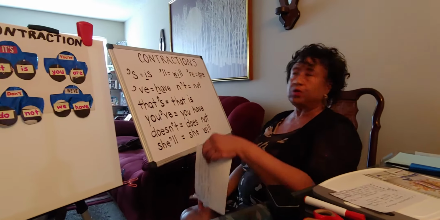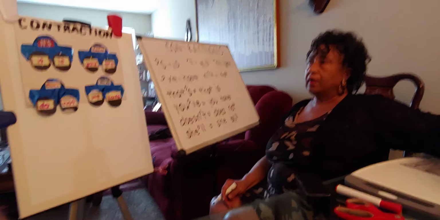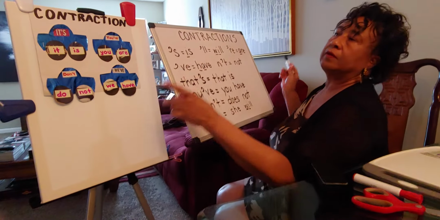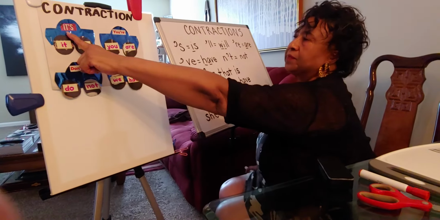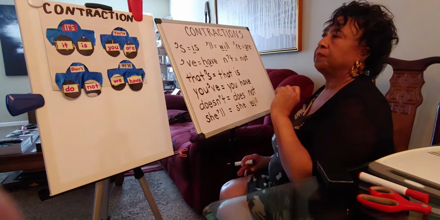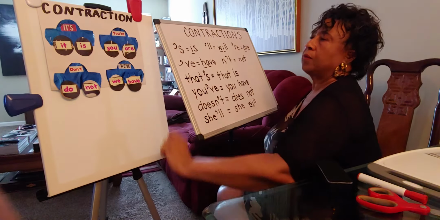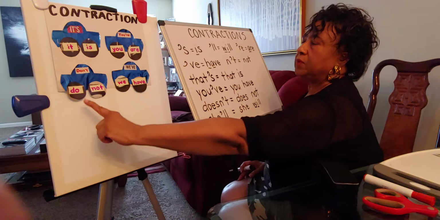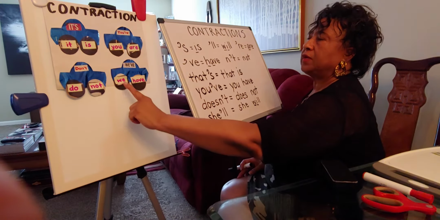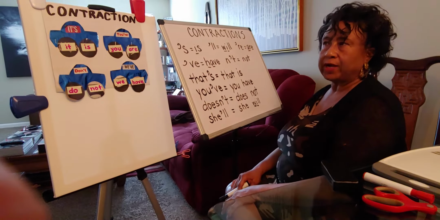Okay, boys and girls, we're going to make a contraction train. This is the contraction train. I cut out the contraction it's, and on the tires, I wrote what it meant. It is. Your. And what does your mean? You are. Don't. And what does it mean? Do not. We've. And what does it mean? We have.